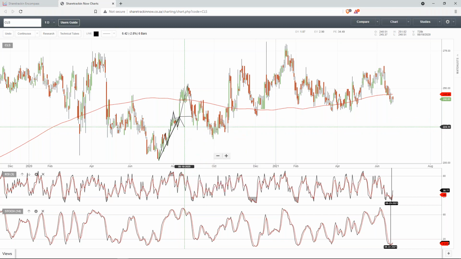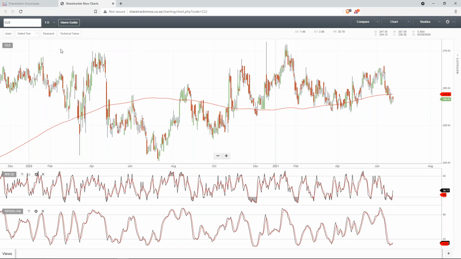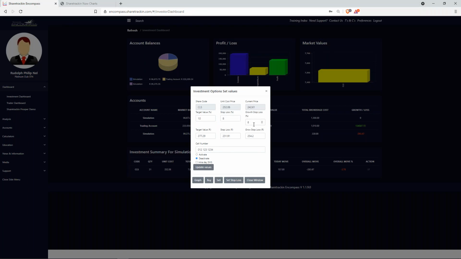Okay, just want to clear all these drawings. Select none, clear drawings. All right, so that's how the growth stop loss basically works. So that's trailing stop loss, not like what your stop loss does right from the beginning. The moment the share price drops, it only lets you know when you've lost money. All right, this one at least tells you, listen, okay, the share price has gone up, but it's gone down by a slight, but you've still made some profit at least.